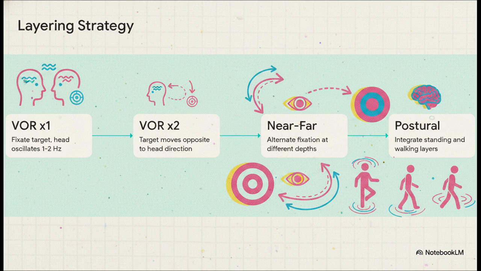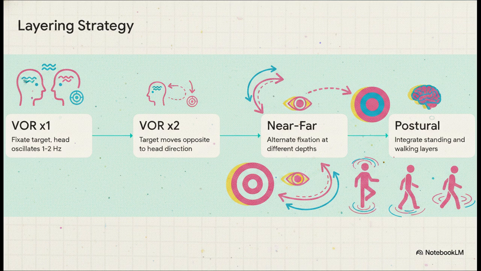Okay, let's break down this layering strategy step by step. Step 1 is VORX1. The patient fixates on a stationary target and oscillates their head at about 1 to 2 Hz, moving through roughly 20 degrees of amplitude in either yaw, that's left-right, or pitch, which is up-down. Once they absolutely master that, we step it up to step 2, VORX2. Now the target moves in the opposite direction to the head. Just imagine the energy demand there. It literally doubles the demand on the vestibulo-ocular reflex and massively spikes that retinal slip signal.